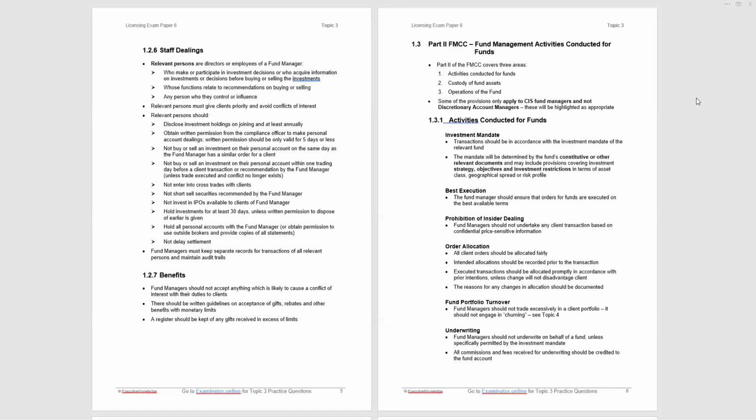1.2.7 benefits. Fund managers should not accept anything which is likely to cause a conflict of interest. Remember, this is under conflict of interest. Registers should be kept of gifts received, etc.